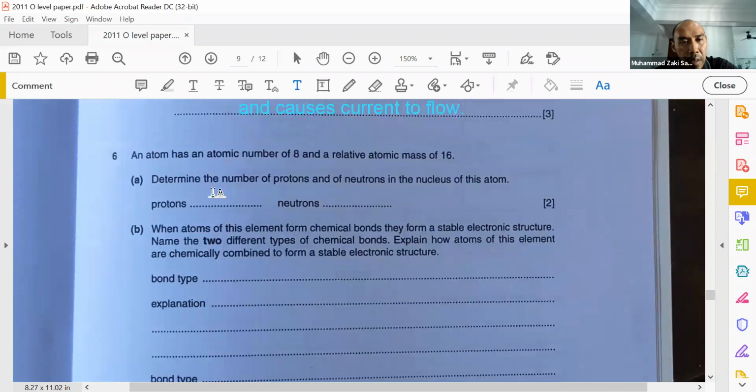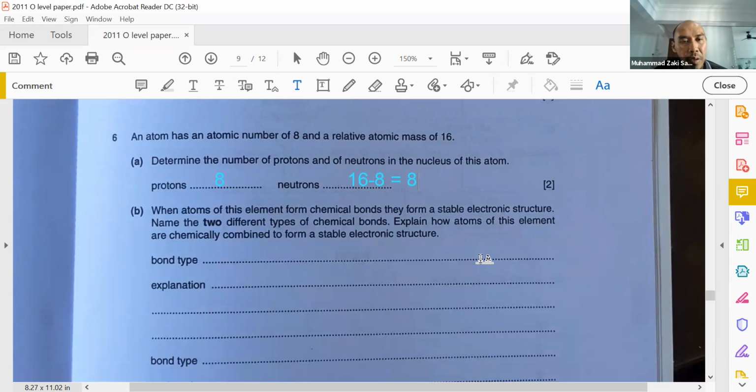Next, an atom has atomic number 8, relative atomic mass of 16. So atomic number 8. Surely you check your periodic table, you should know what element it is. This element should be oxygen. So atomic number 8 means 8 protons, and neutrons should be 16 minus 8, so should be 8. But if you write down 8 also, it's correct.